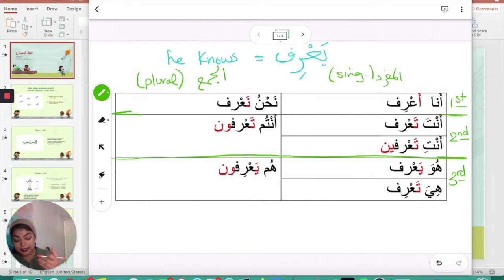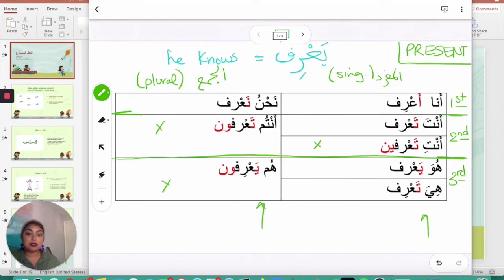Okay, so I have highlighted in red all of the prefixes. Remember, we're talking about fi'l mudari'. Mudari' is present tense, so this whole lesson is on present tense. I know we also looked at past tense in the vocab video, but today we're only looking at present tense verbs. In present tense, anytime we change the verb for a person, it's always going to take a prefix. That's why the very first letter of all of these is always going to change. And then a couple of them take a suffix. These are these 3: anti, antum, and hum.